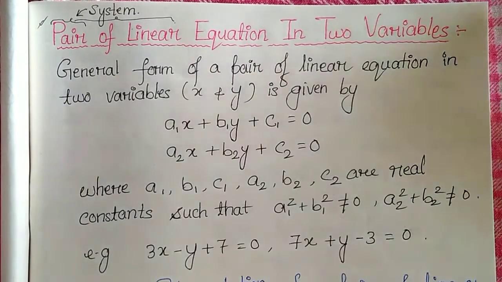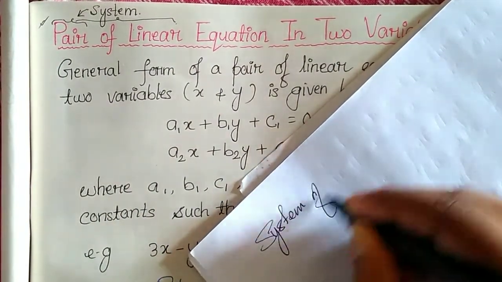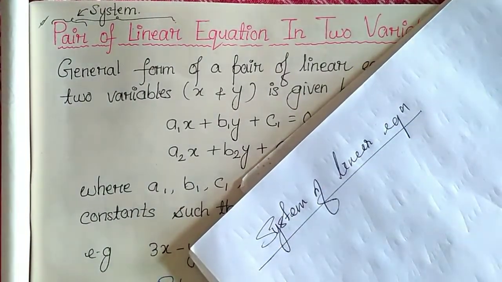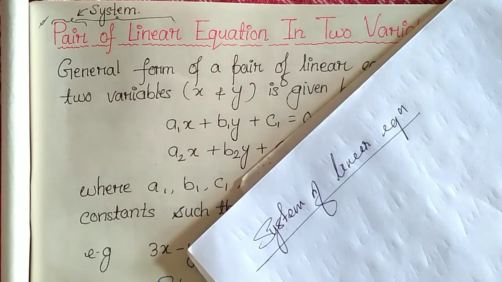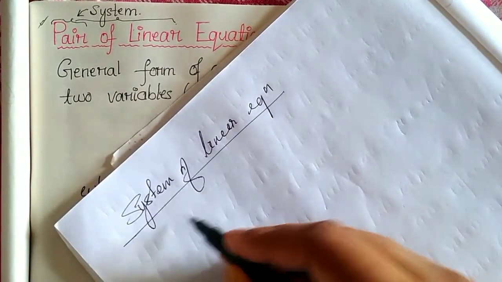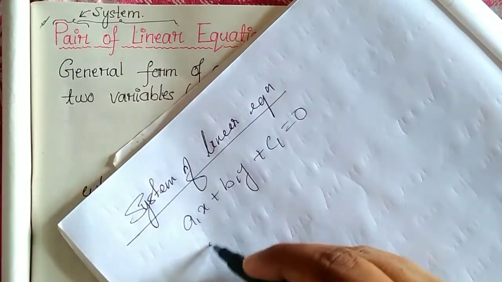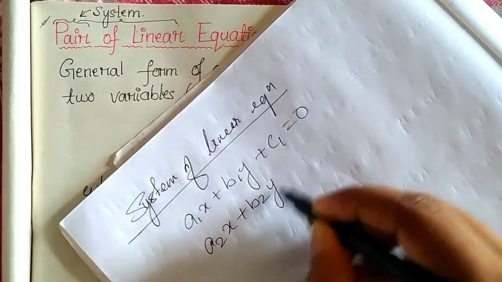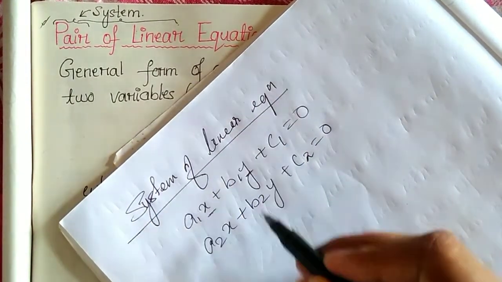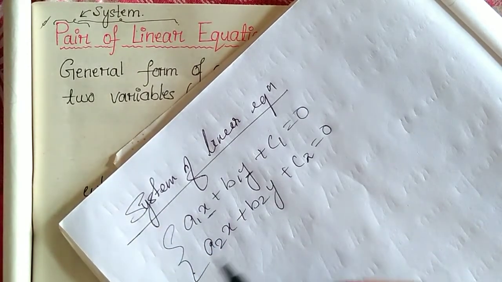So friends, pair of linear equations is also called system of linear equations. Okay, so whenever you get this term, don't get confused, students. Generally a pair of linear equations in two variables looks like a1x plus b1y plus c1 equals 0, a2x plus b2y plus c2 equals 0. Now x and y are the two variables, so we say that this is a pair of linear equations in two variables x and y.